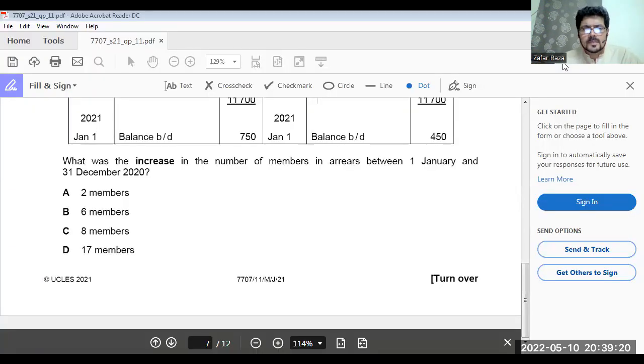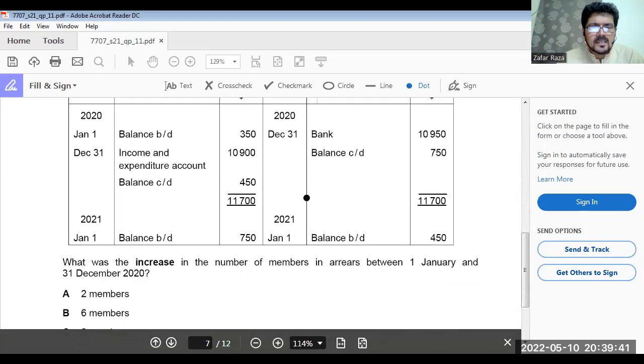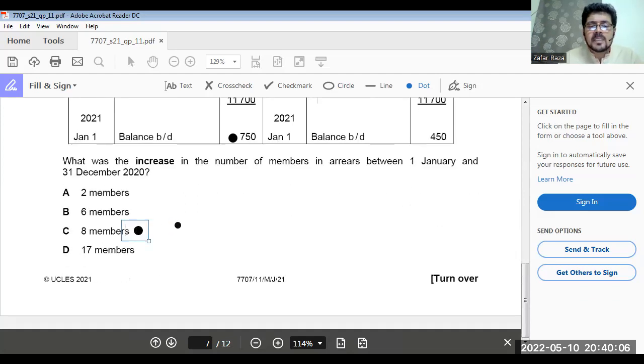Okay. Now, this question looks like a very big question, but it's not a big question. It just looks big with the T account. Now see, subscription in arrears at the start of the year is 350 and at the end of the year 750. So take the difference: 750 minus 350 is 400. 400 divided by 50 subscription per member is 8. Increase in arrears of 8 members. It's a very simple question. It looks big, but it's not.